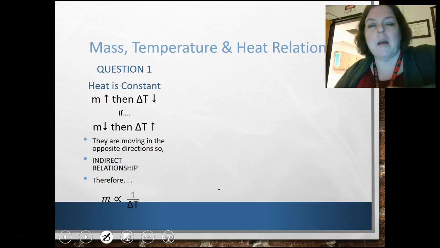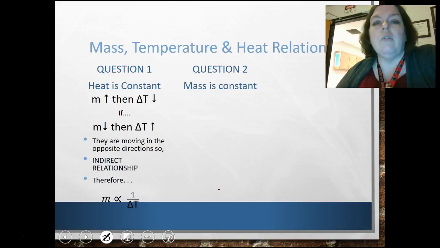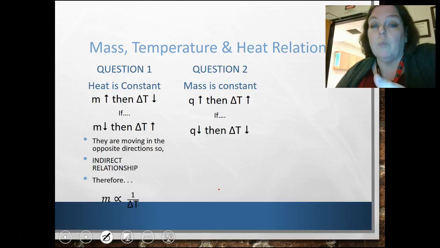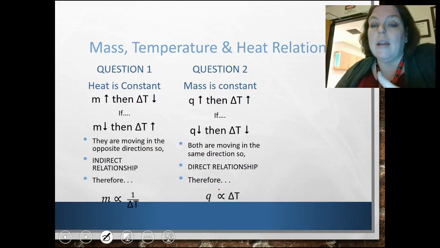Okay, so let's keep that in mind. So for question 2, mass is constant. So when Q goes up, delta T goes up. When Q goes down, delta T goes down. Both are moving in the same direction. So we know that Q and delta T are proportional to one another.